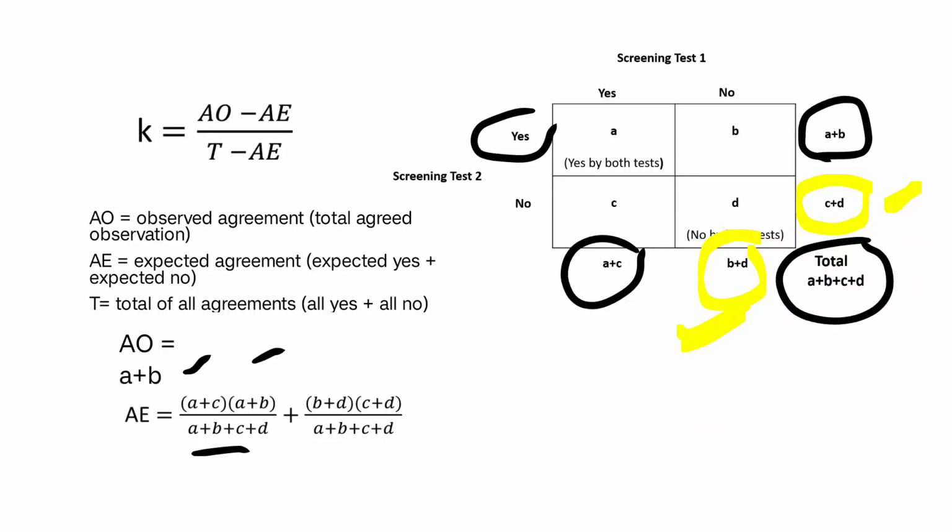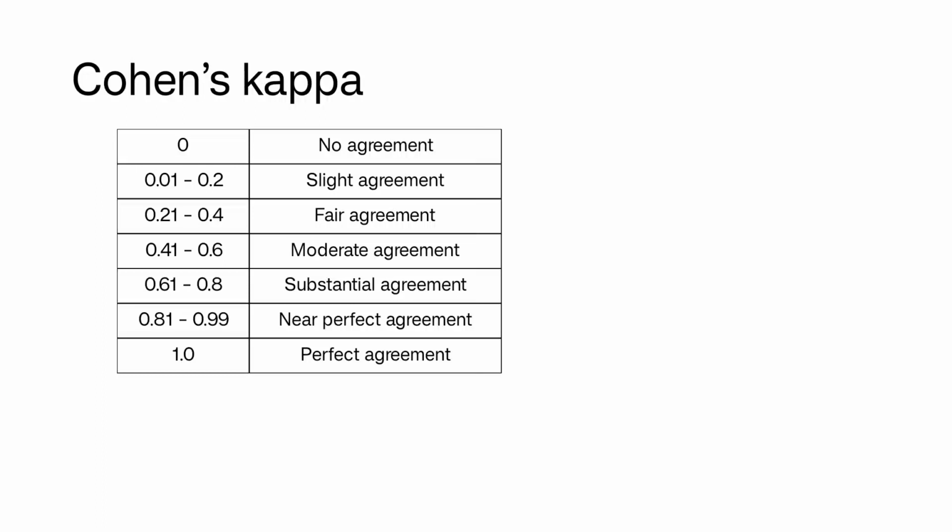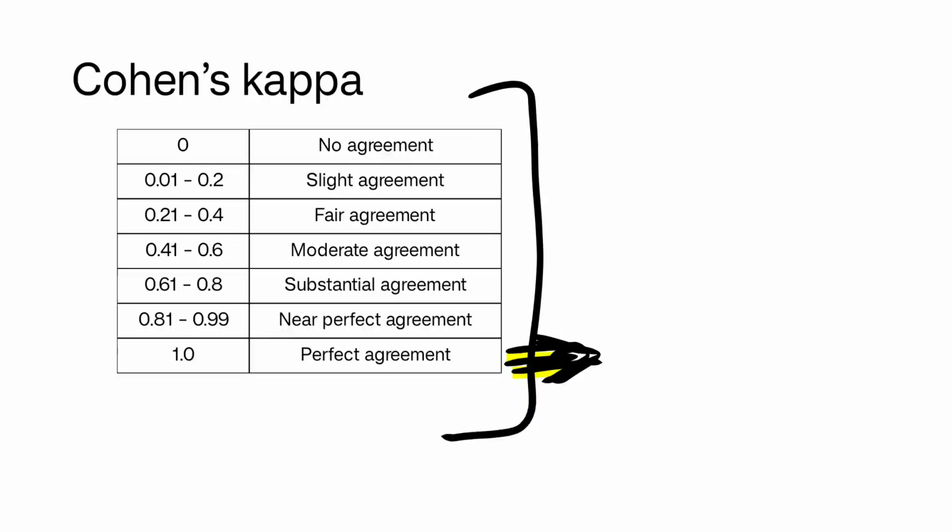Now T is total agreement. After calculating this, the value we get must not be above 1. If the value is 1, it means the agreement is perfect. The value will never be more than 1. It is similar to the correlation coefficient, where the value is never greater than plus 1 or minus 1. Here only the plus 1 side we consider, and these will be the results according to the value of Kappa.